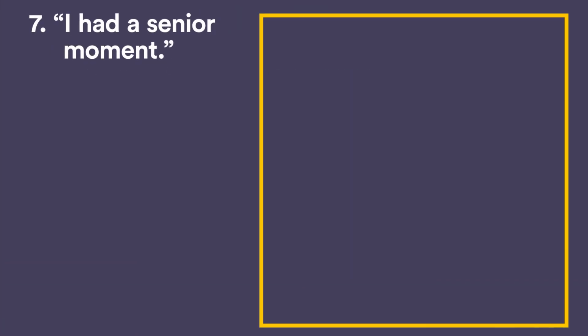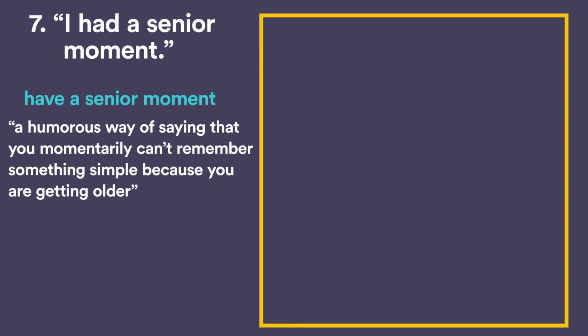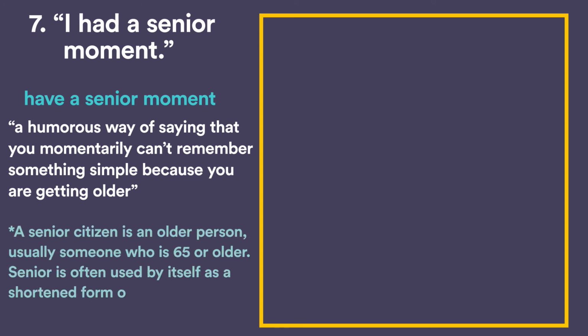I had a senior moment. To have a senior moment is usually said by older people. This is a humorous way of saying that you momentarily can't remember something simple because you're getting older. So if you want an excuse and you're getting older, you can blame forgetting something on your age. A senior citizen is an older person, usually someone who is 65 or older. Senior is often used by itself as a shortened form of senior citizen.